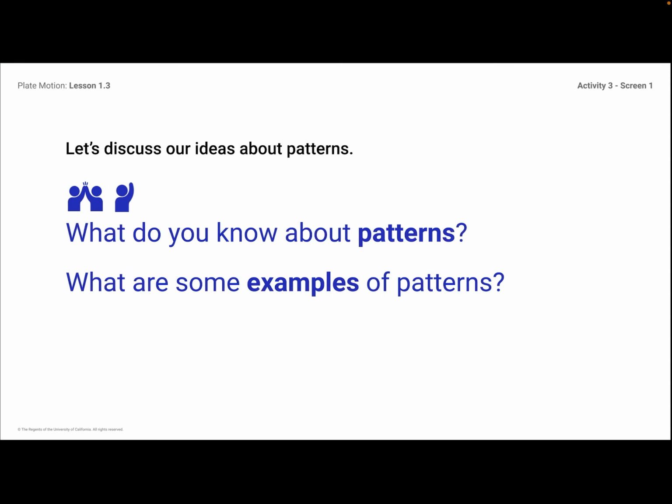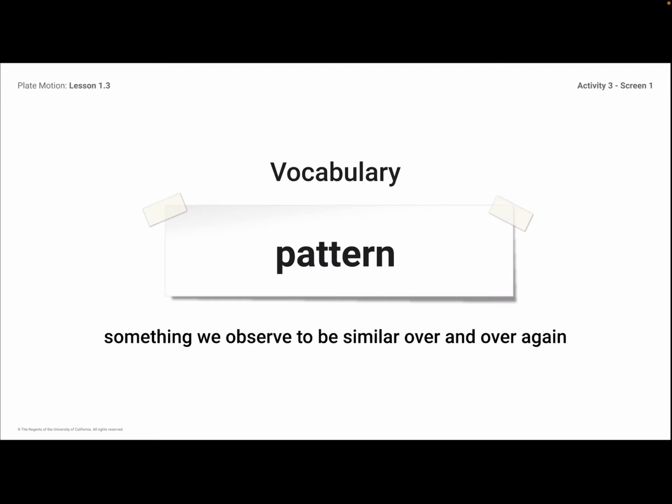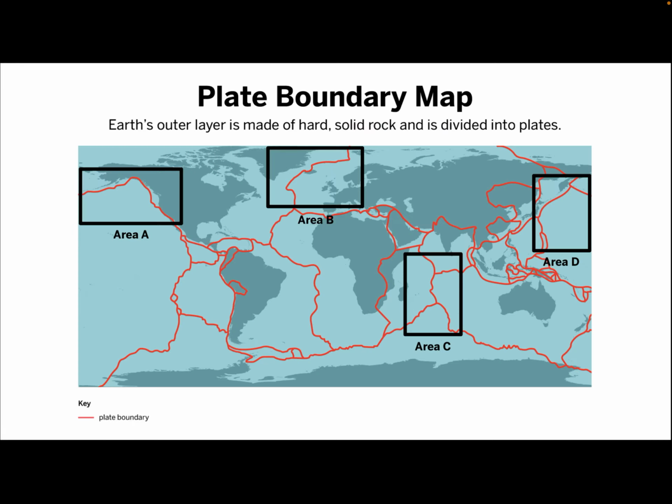So we're going to talk about patterns, and some examples of patterns. Today in class, when I was talking with my first period class, we talked about patterns and an example. A pattern is something that happens over and over again. An example would be a checkerboard, with the pattern of black and red squares that happens over and over again. Your vocabulary word for pattern is something we observe to be similar over and over again.